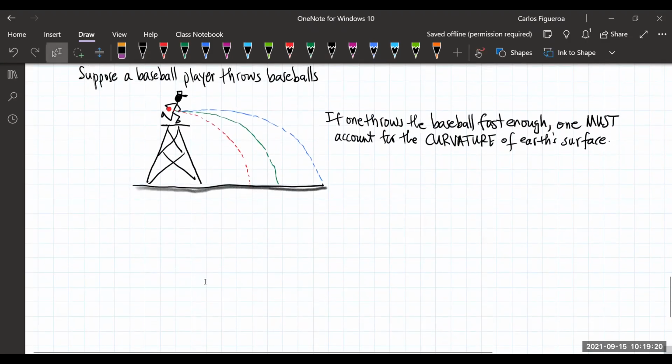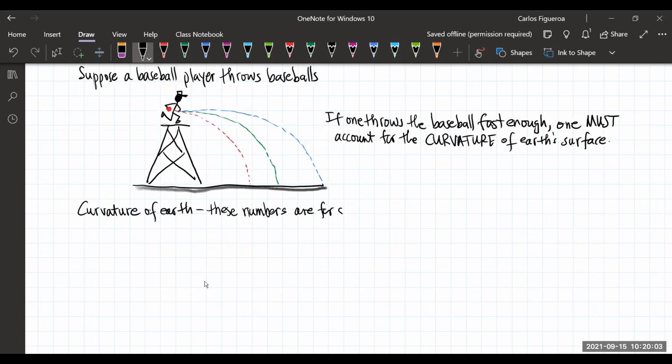So here we go. Let's talk about the curvature. So the curvature of Earth looks something like this. We got to be careful here because the curvature is different for different heights. And that may sound like a funny remark here, and that's because the force of gravity varies as you go up to different elevations. So the numbers that I'm giving you here are for sea level.